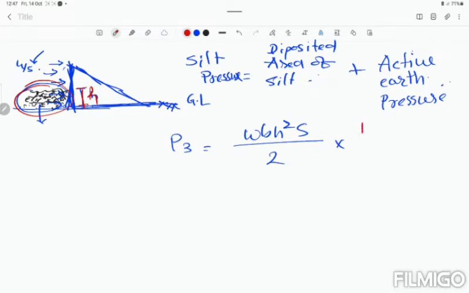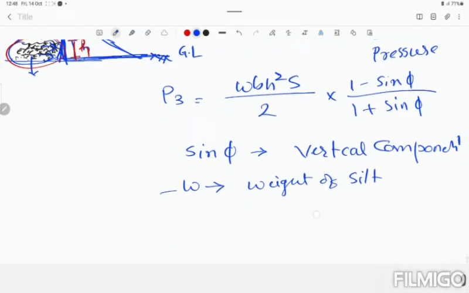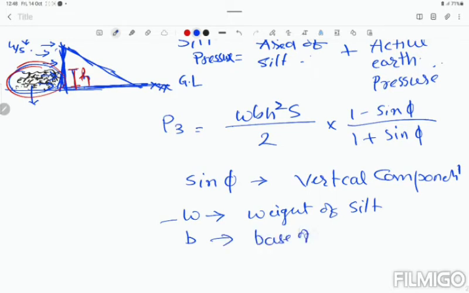But if we consider it, as we know, this value is nothing but 1 minus sin phi divided by 1 plus sin phi, where phi is the angle, the vertical component. And W is the weight of silt, B is the base of silt, and H is the height up to which the silt may be deposited.